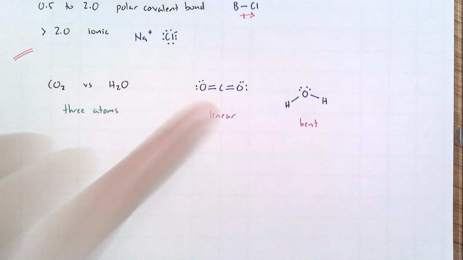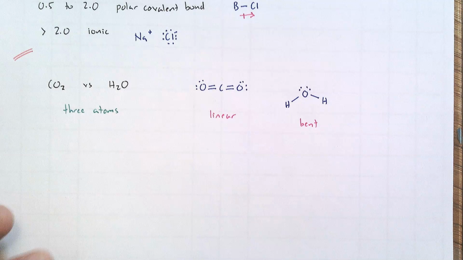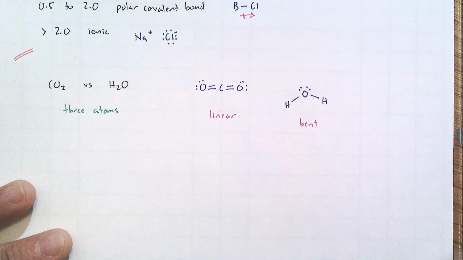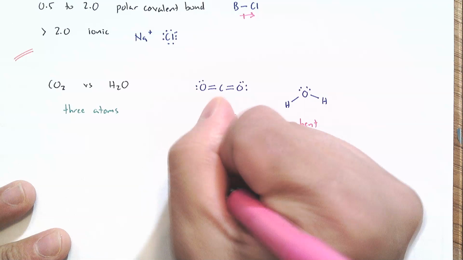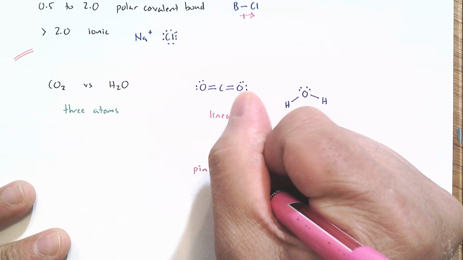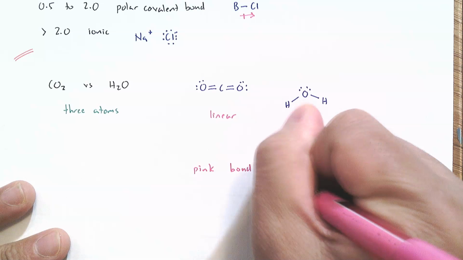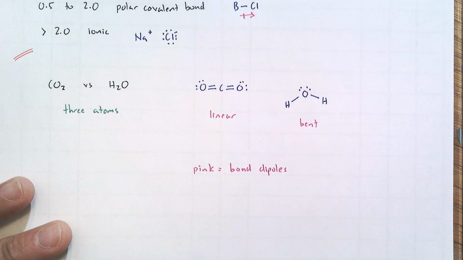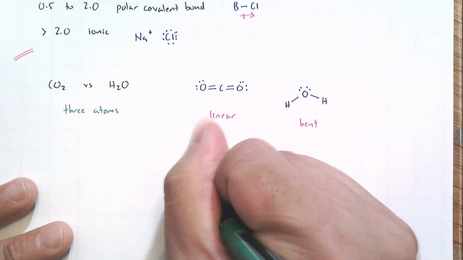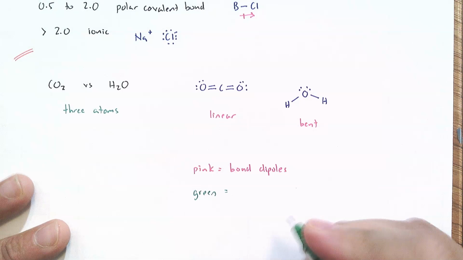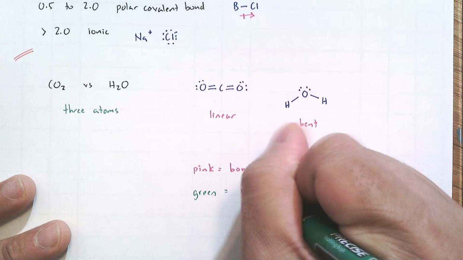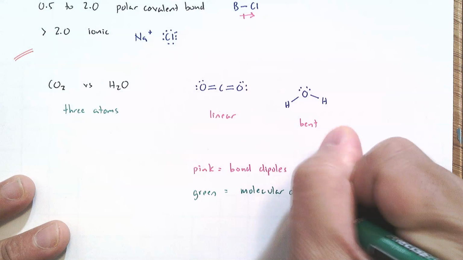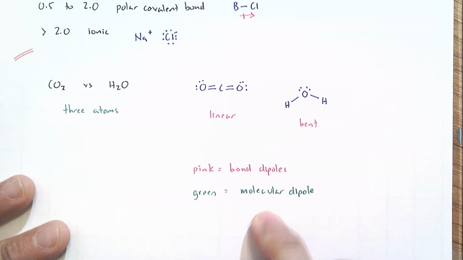Now, let's talk about carbon dioxide. I'm going to try to keep consistent, and I'm going to use pink as what's called the bond dipoles, and maybe purple. Or should I use? I'll use green. That's going to be the molecular dipole. Essentially, it's going to be the addition of all the bond dipoles.